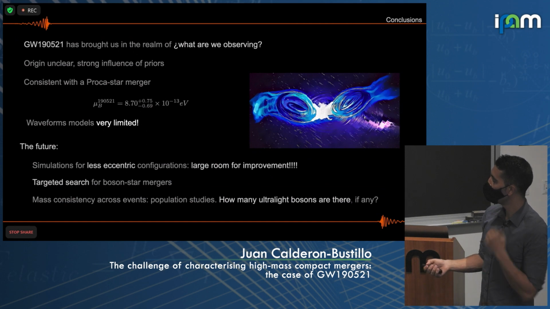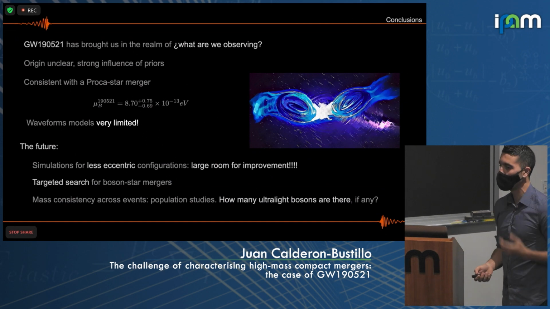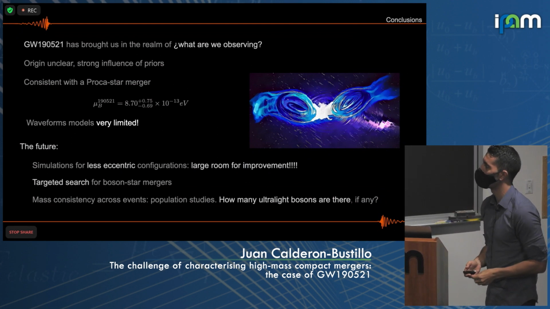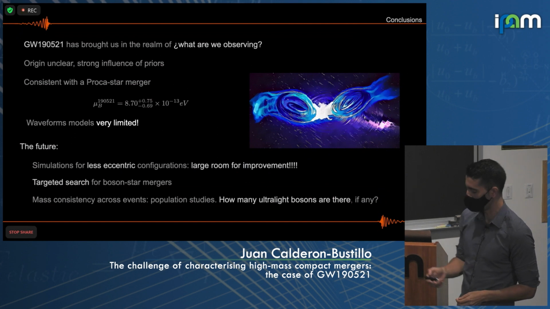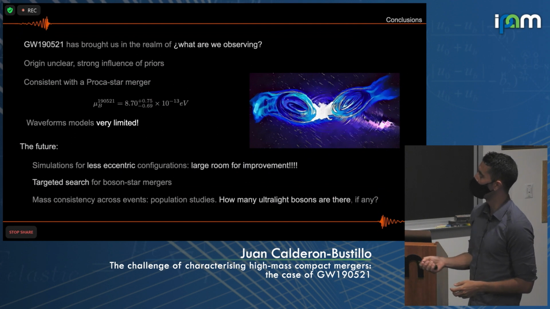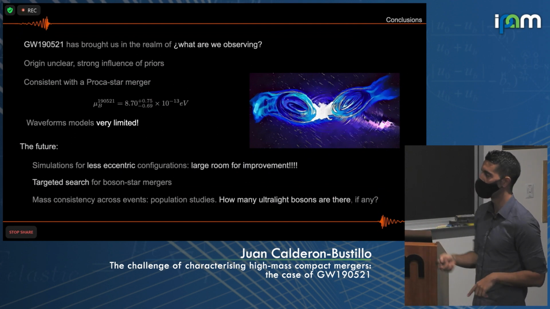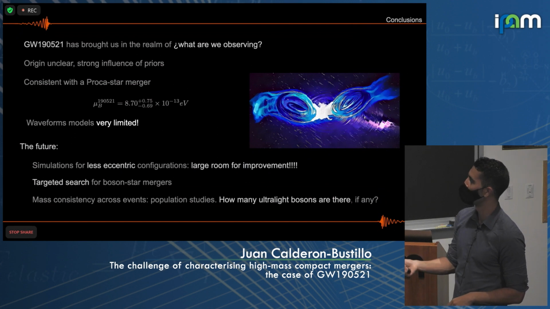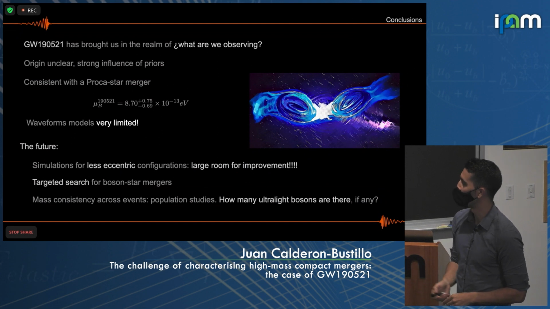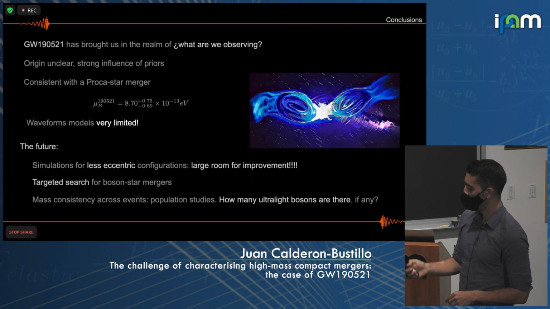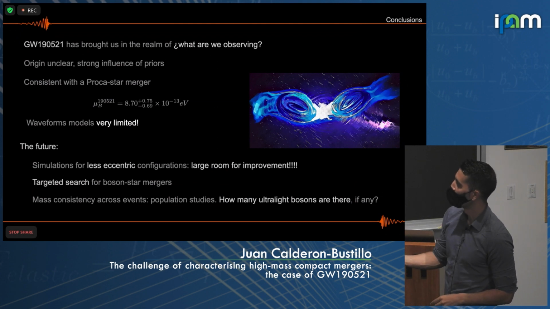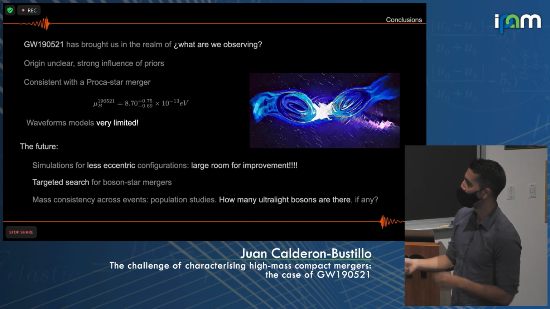So events like 190521 are bringing us into the realm of not really knowing what we're observing. So we'd better try as many models and as many priors as we can just to figure out what could be in there. Again, the origin isn't clear for this type of signal. And by the origin I mean the final object that you are witnessing, because you have little information of what happened before. And therefore, priors may strongly influence your result. We found that this event is consistent with a Proca star merger. We were that lucky, or I don't know. And this is approximately the mass we get.